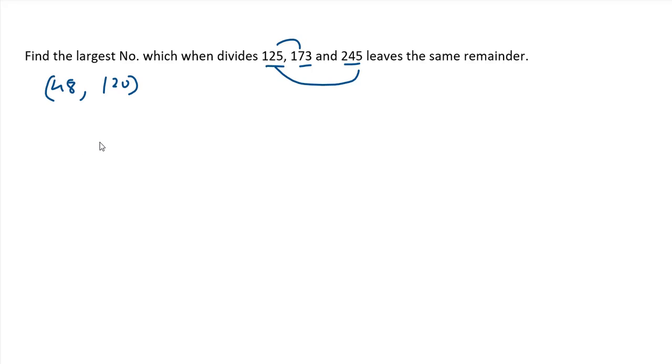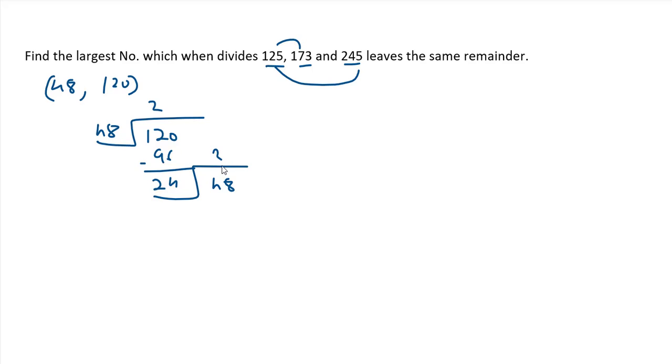For that we can use the division method. We will divide the biggest number by the smallest number. So 48 twos are 96, and we'll have a remainder of 24. Then we will divide the divisor with the remainder. So we'll divide 48 by 24. It is 2 times 24 is 48. Remainder is 0. So the last divisor is the HCF of the numbers. So the answer to this question is 24.